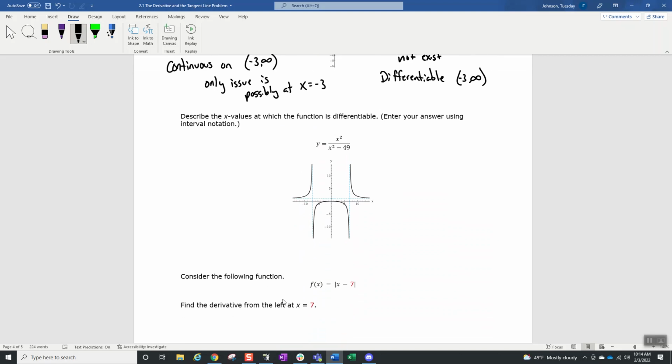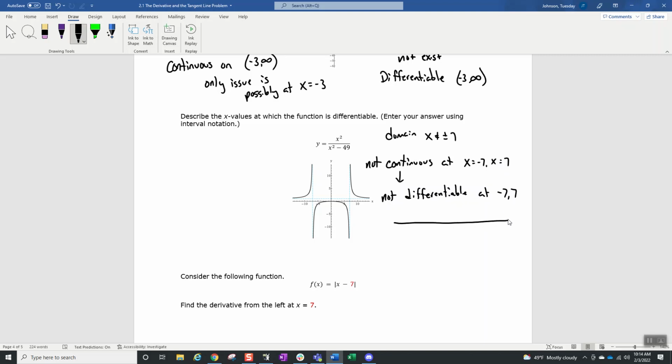Describe the x values at which the function is differentiable. Okay, so the domain says that x cannot be plus or minus 7, right? So it is not continuous at negative 7 or at positive 7. Because it's not continuous, it cannot be differentiable at negative 7 and 7.